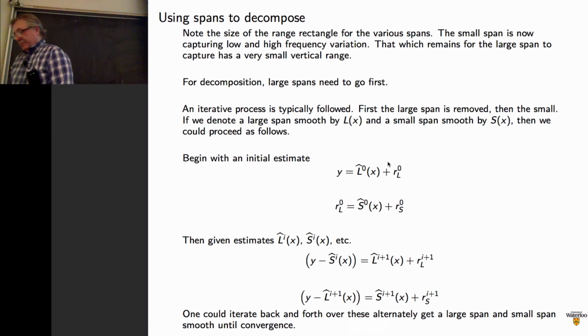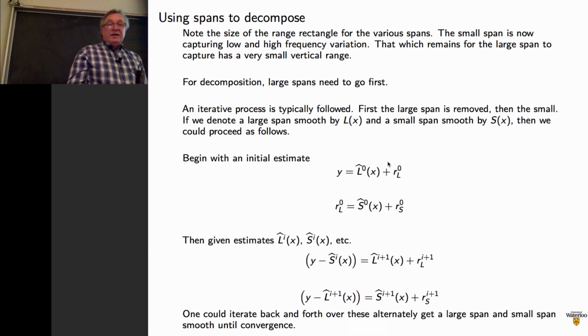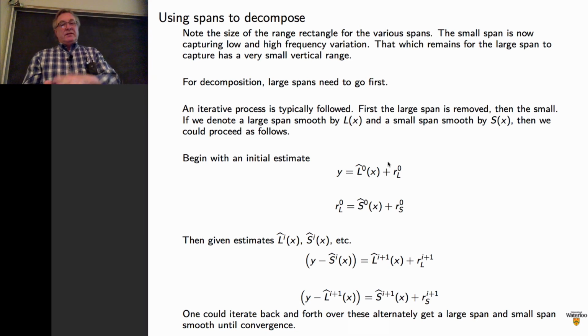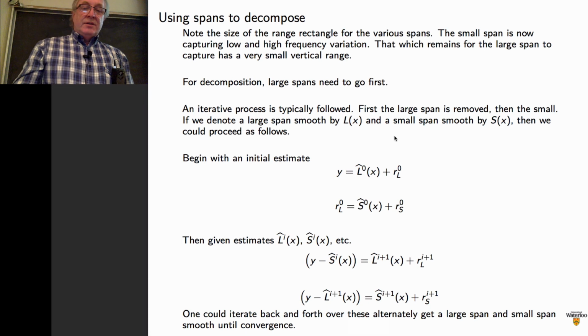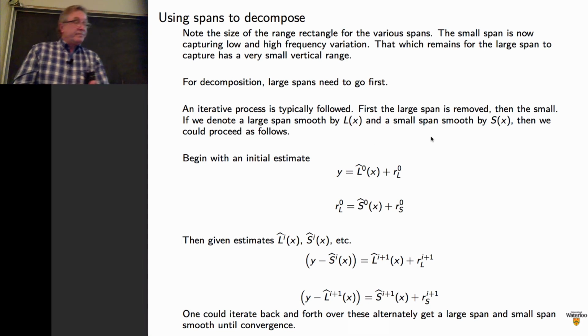So how would I build this properly? Because it kind of depends on what the residuals were. And I'd like to have sort of this independence, if I can achieve it at all, between the short span and the long spans. So one way of doing that is to iterate.